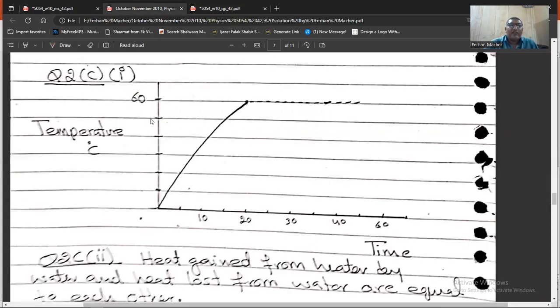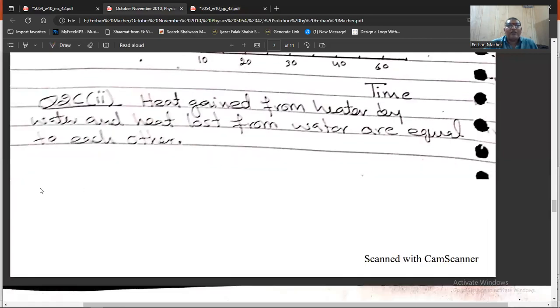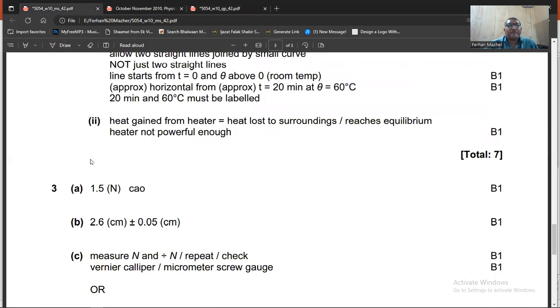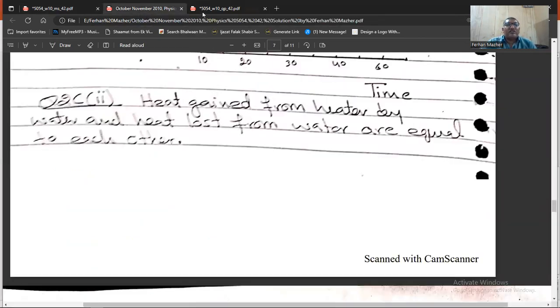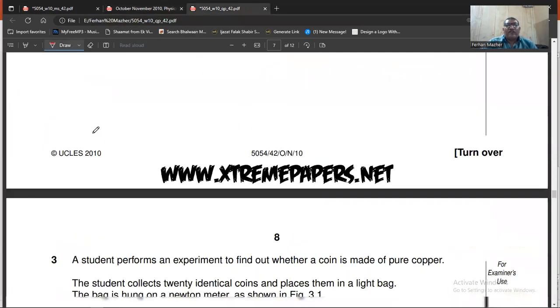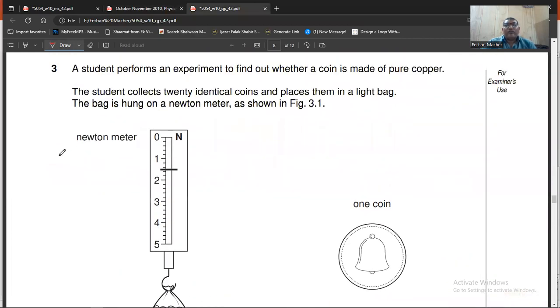This is my description. Unfortunately, the photo which I took is not that clear. Heat gained from the heater by water and heat lost from the water are equal to each other. So the rate of the heat gain from the heater is equal to the heat loss to the surrounding. So we have equilibrium. So now the temperature will become constant. So we are going to the next question. The next question is question number 3.